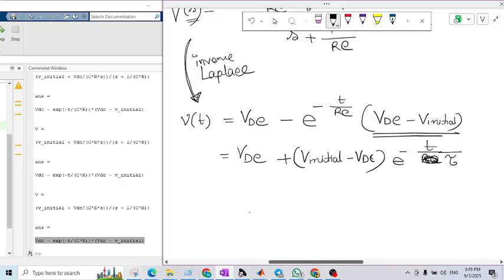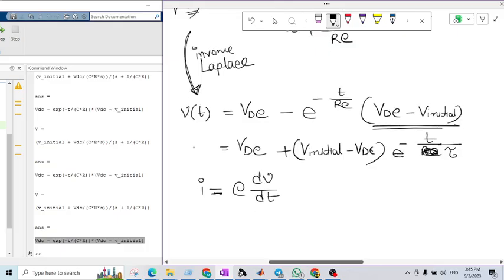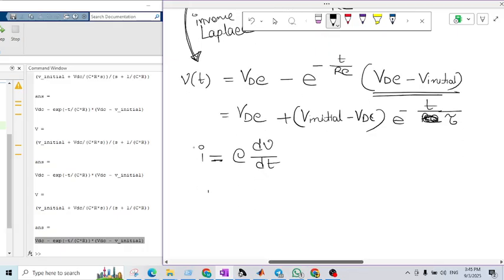So this is the equation for the capacitor voltage, and by this equation you can simply find the equation of the current, because I is equal to C dV by dt. And you can also find the voltage across this resistor. Let's say this is the voltage across the resistor, which is simply equal to this. So by finding the voltage across the capacitor, you can find whatever you want. Okay, so thank you.